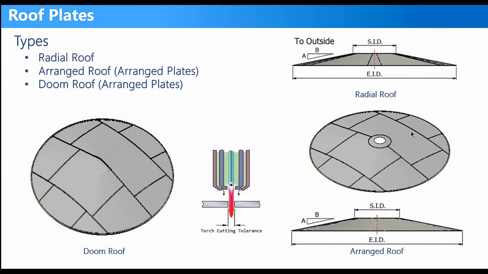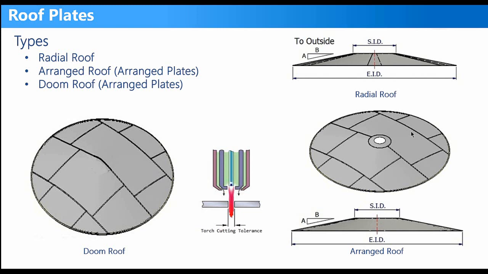Roof plates. In roof plates, we have three different types of roofs. All of them are fixed. The first type is radial roof. The plates will be radial to the center of the tank. The second type is arranged roof from plates, like the bottom. The third type is dome roof, and you can make this roof as a dome roof.